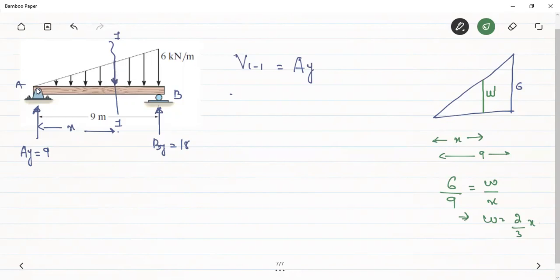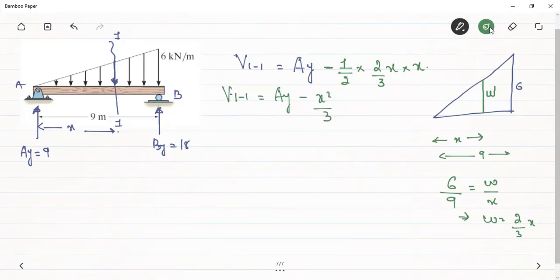This is the height of the small triangle which I will get here. Therefore, the height of this small triangle will be equal to 2 by 3 x, and the base of this triangle is equal to x. So this gives me the area of the loading diagram between A and the section 1-1. This is a small triangle whose base is equal to x, and whose height we have calculated as 2 by 3 x. So the shear force at this section will be equal to AY minus x square by 3.